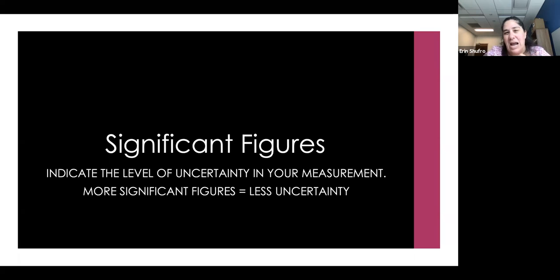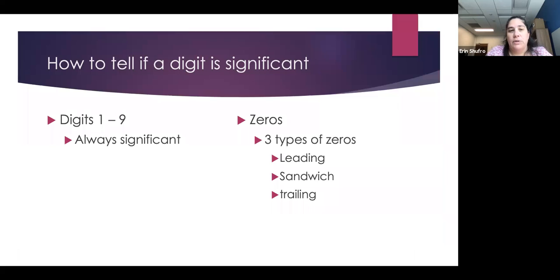Well, the way that we identify this is to look at something called significant figures. Significant means important. The more important figures there are or digits there are in your measurement, the less uncertain or more precise your measurement is. So that error shrinks or expands depending on the amount of significant figures in your measurement. And again, significant means important. So the more important digits there are in your measurement, the less error, right, there is in that measurement.